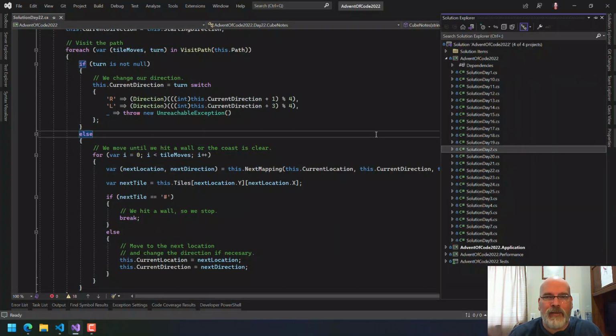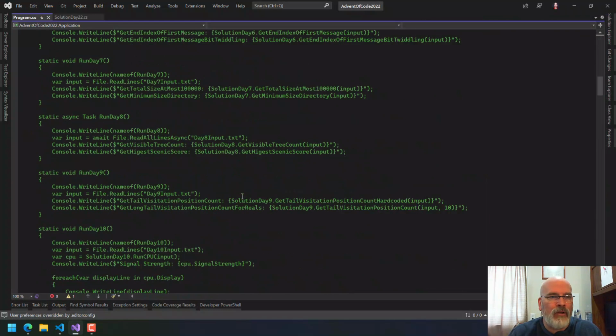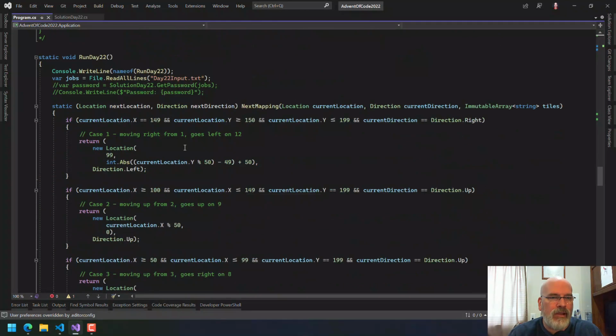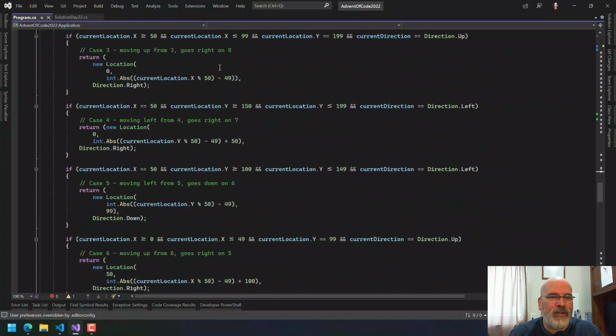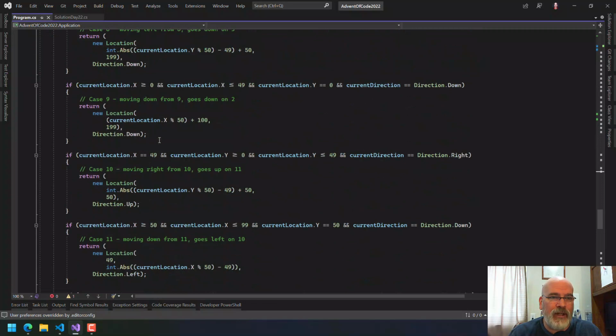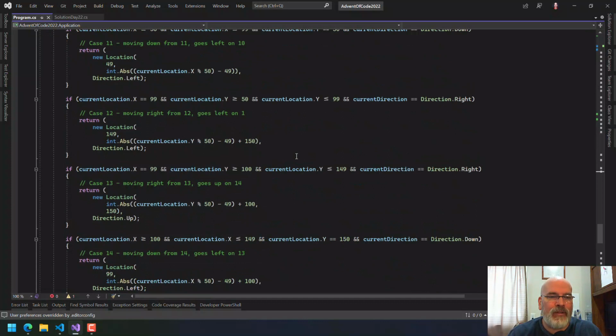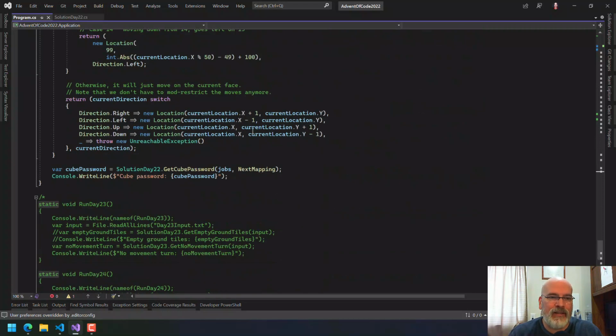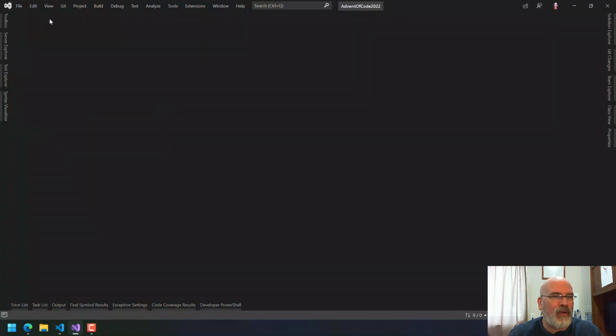But it was creating that mapping function, which I believe is in the application for day 22. Yeah, so this is my mapping function. This huge, big thing that says if you're moving off an edge here, then you're going to go into this new direction that way. Pain in the butt to do. But when I solved this, it was actually the last star that I needed. And this was very satisfying to finally get right. Again, probably not optimized, probably not generalized, definitely not generalized, but it worked.